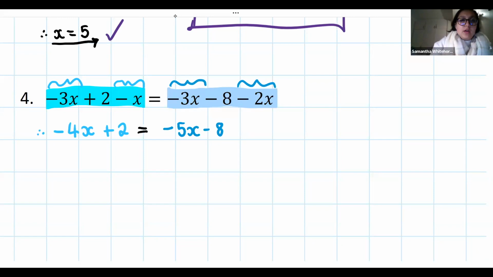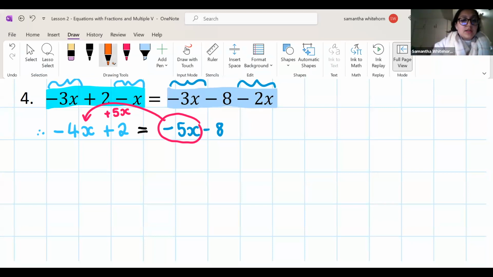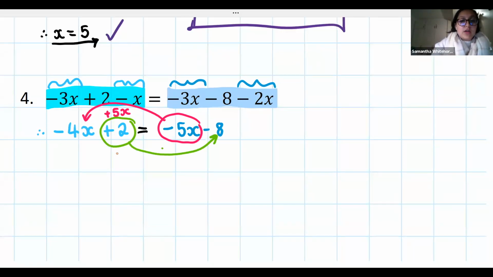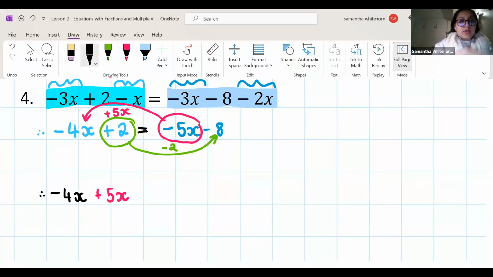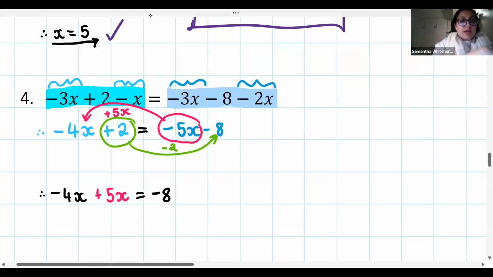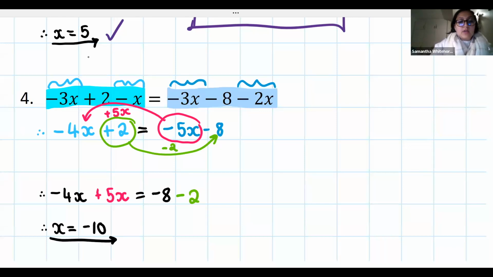Okay, so what we need to see here is, again, we want to take this negative 5x and bring it over to join the 4x, the negative 4x, sorry. So that needs to change its sign and become plus 5x. And in the same vein, we want this positive 2 to now go and join the negative 8. So inverse operations or opposite operations, it needs to become minus 2. So we will have minus 4x plus 5x, because we brought it over, so the sign changes, is equal to negative 8. And then because we're bringing that positive 2 over, it becomes minus 2. So minus 4x plus 5x is positive x, and minus 8 minus 2 is negative 10. And so x is equal to negative 10.